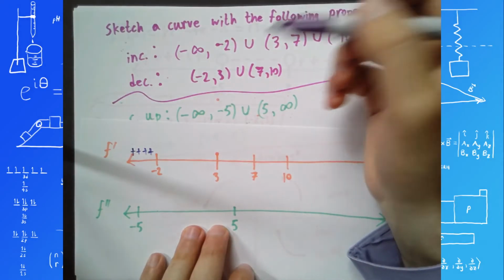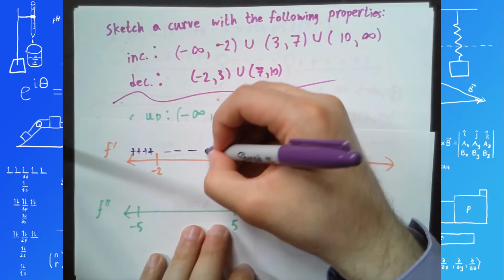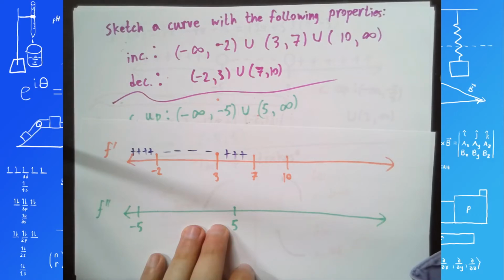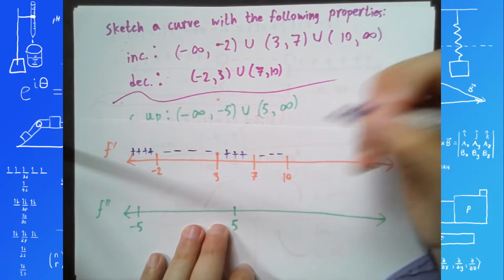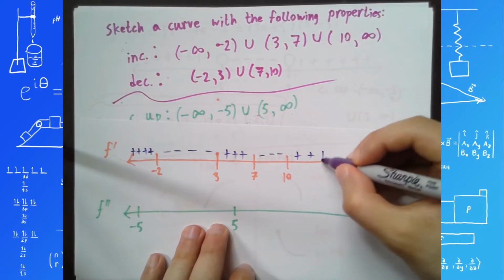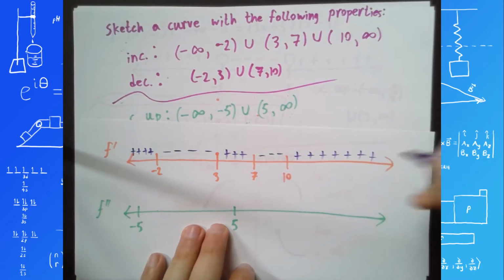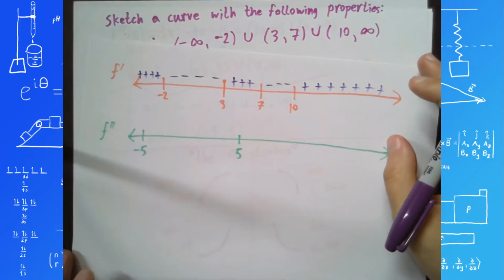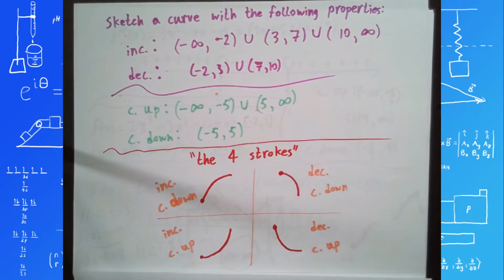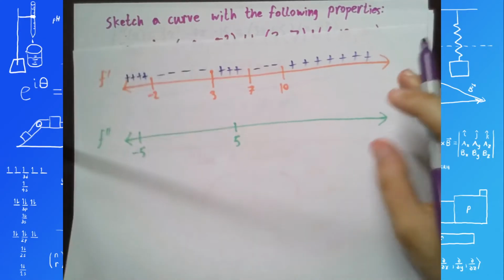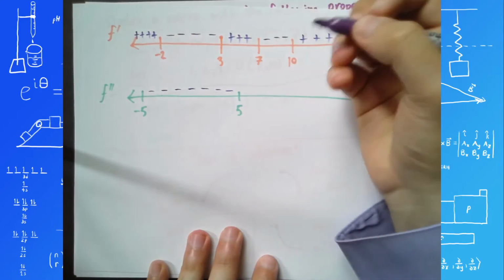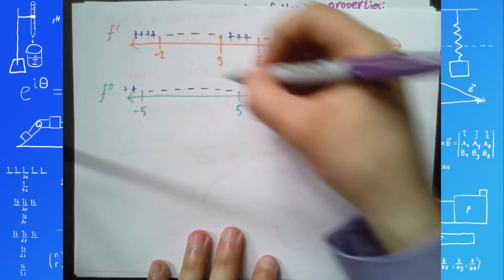Between -2 and 3, it's decreasing. Between 3 and 7, it's increasing. Between 7 and 10, it's decreasing. And from 10 to infinity, it's increasing again. Okay, and then for concavity, it looks like it's concave down between -5 and 5, concave up otherwise. So negative between -5 and 5, positive everywhere else.